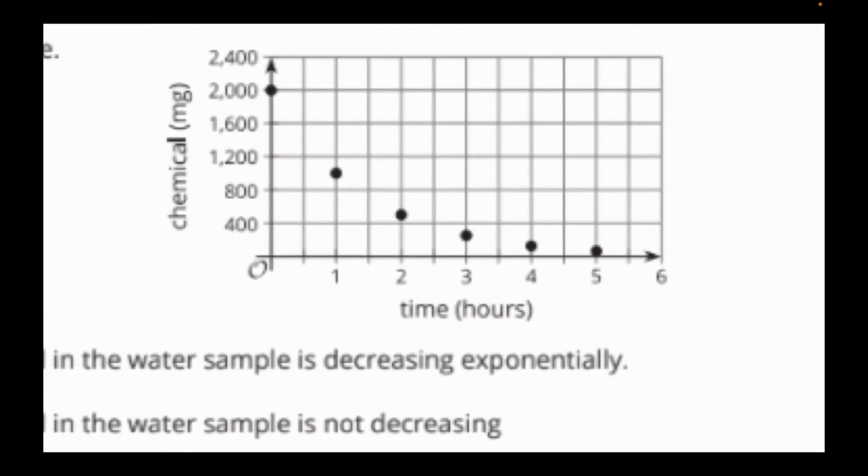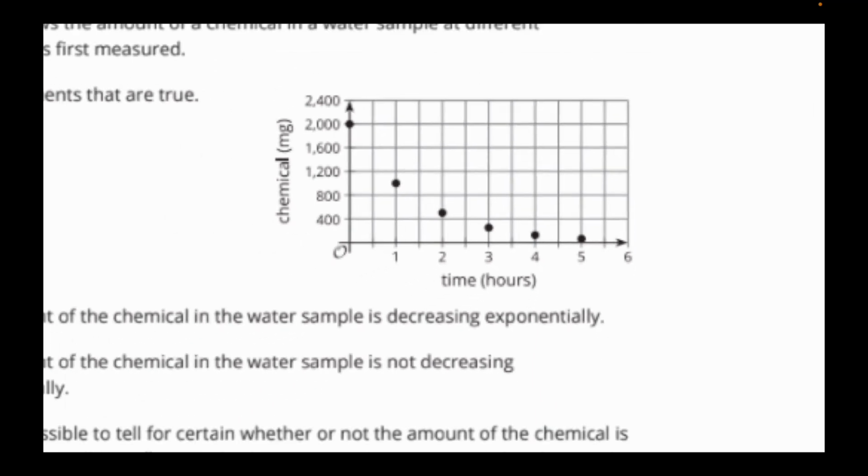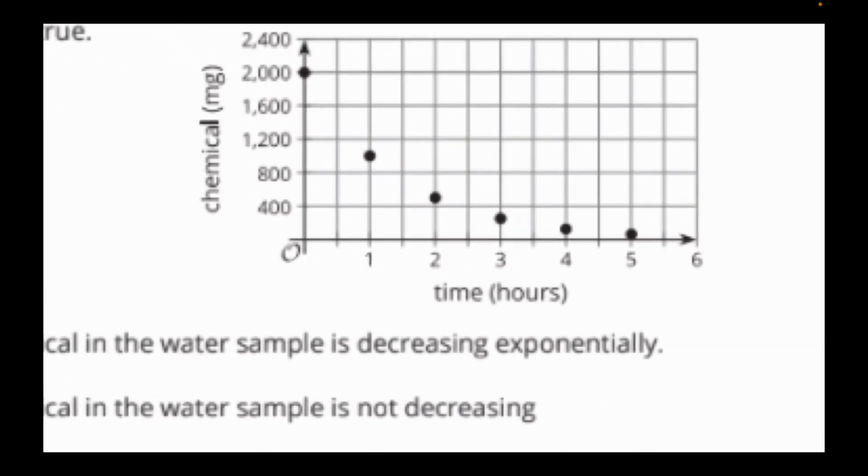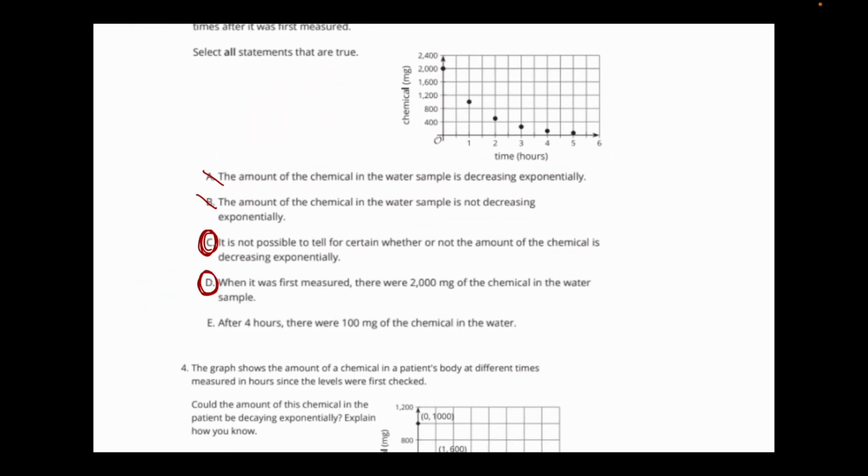And then it says after 4 hours, there were 100 milligrams. While it looks like it could be, it's not labeled. So we're still unsure of whether or not that's actually at 100. If it lands on the actual point or on the intersection, then yes, we can say that. But this one we can't say for sure, so we're not going to select it. And that is all for question 3. So just choices C and D.